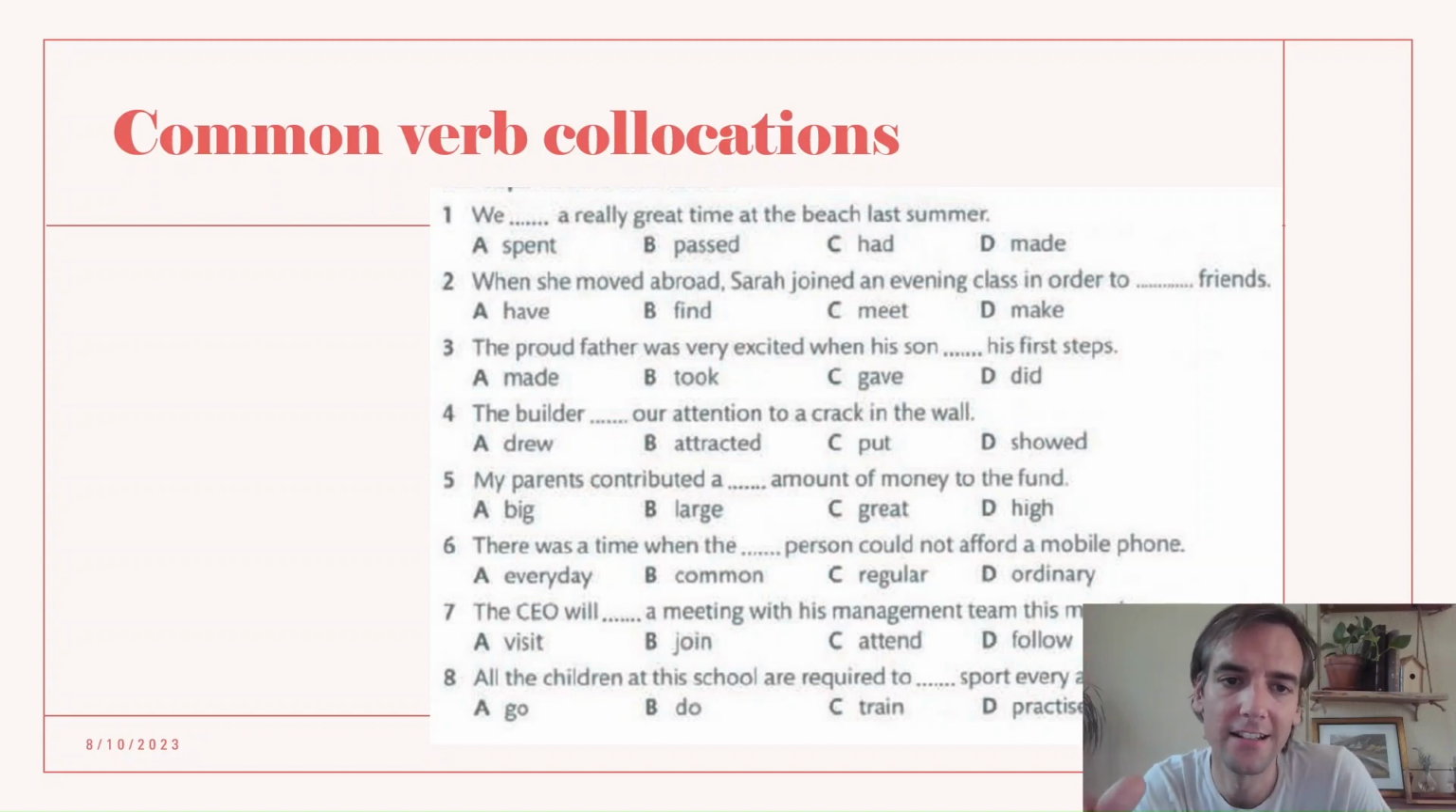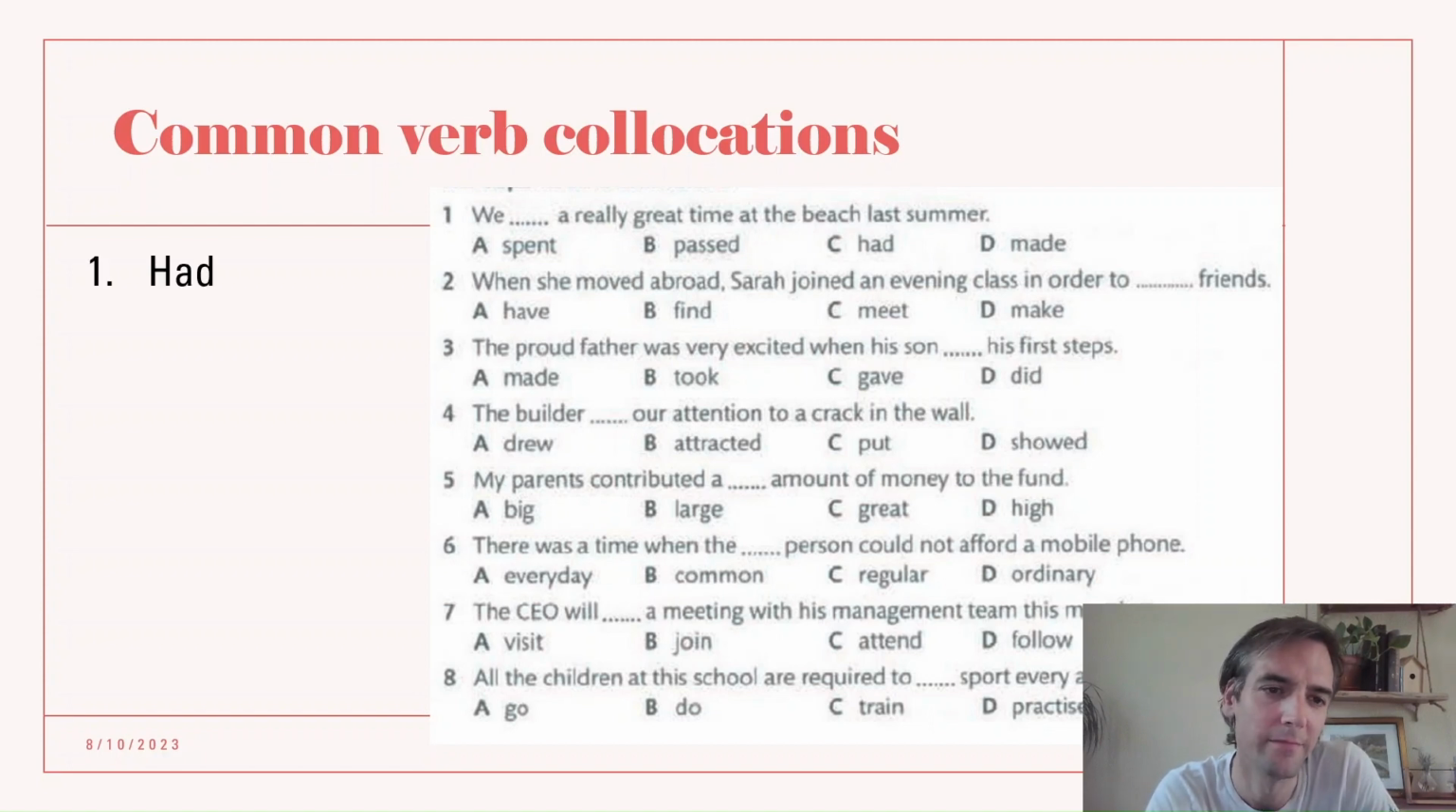And these are the answers. So number 1's a bit of a trick, isn't it? Because you see time and you think spend time, but not a time. It's have a good time, had a really great time. What do you do with friends? You make friends. Oh, that one is very easy.